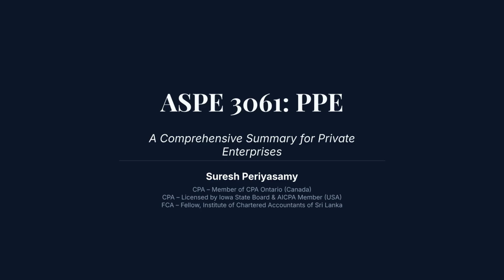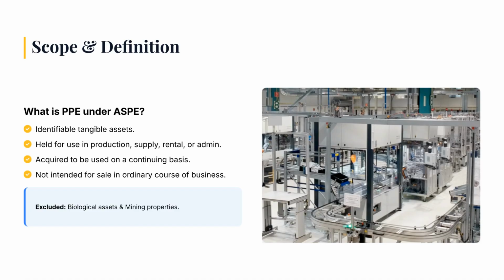While public companies use IAS 16, the vast majority of Canadian businesses are private and follow ASPE. I am Suresh Periyasamy, and in this session, we will break down the recognition, measurement, and the unique impairment rules that you need to know for practice and exams. Let's start with the basics. What is PPE? It must be tangible, held for use in your operations, and intended for long-term use.